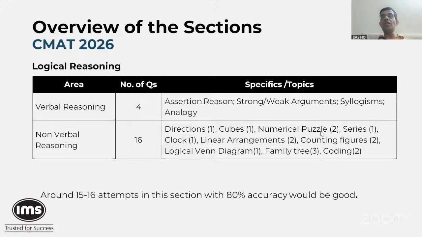There were 2 questions on numerical puzzle. That means you have to figure out the missing number in the mesh of the diagram given there. Then there was one question on series completion. So what we're looking at is around 15 to 16 good attempts in this section, with about 80% accuracy. So that would be considered a good attempt.